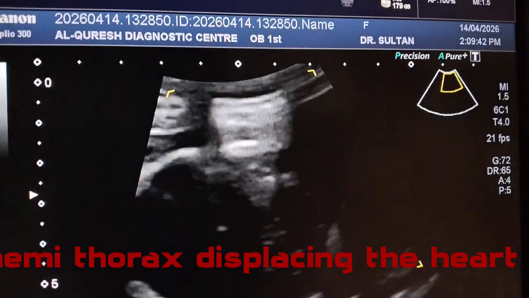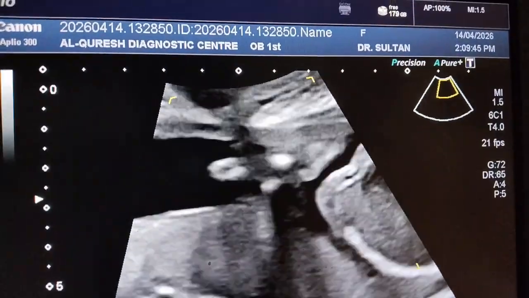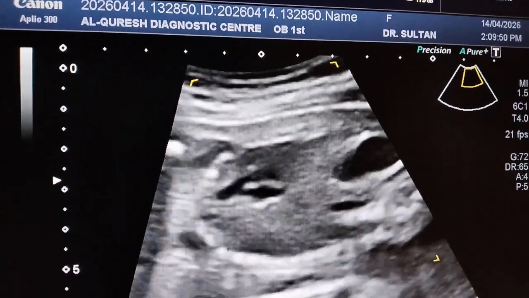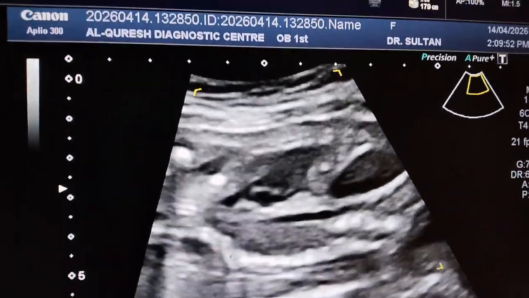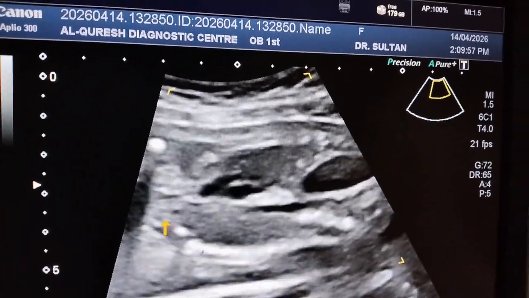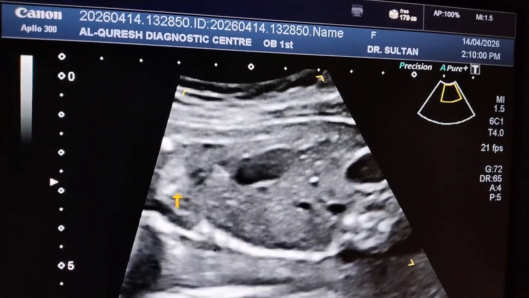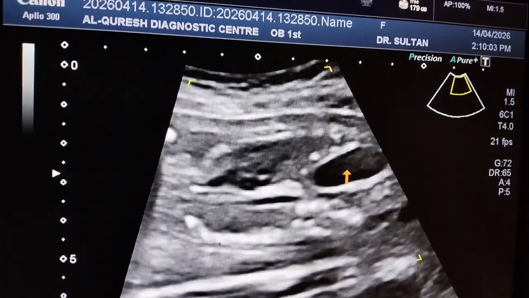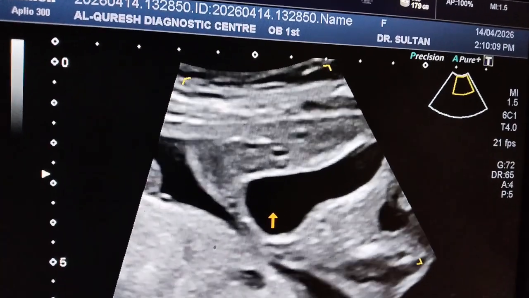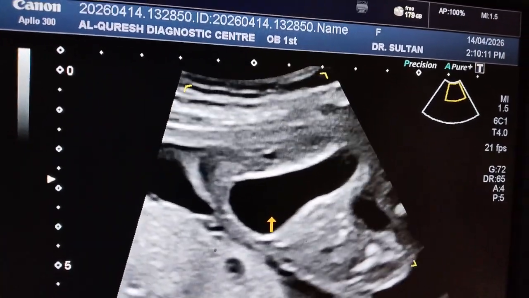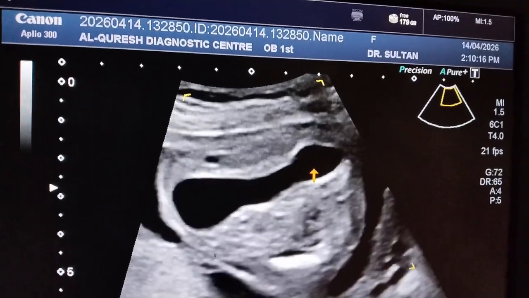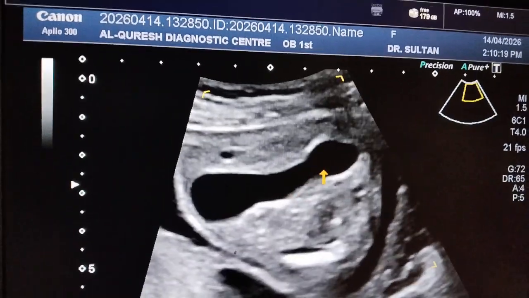This was all about this case. Again, I can show you. Look here. This is a herniated liver going toward the thorax. This is the stomach on the left side, and this is the proximal duodenum on the right side, and this is communicating with the stomach across the midline.